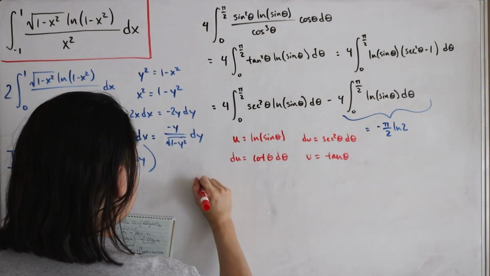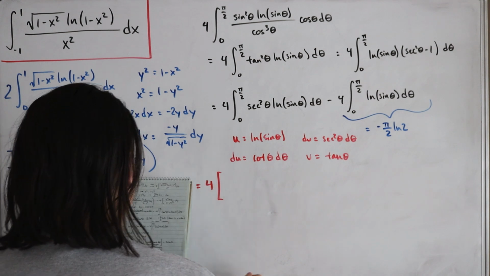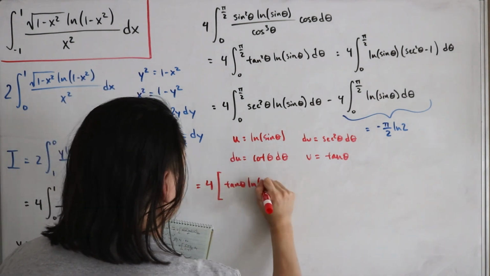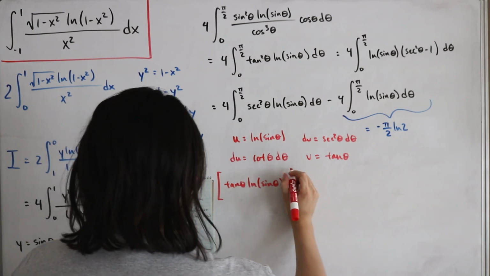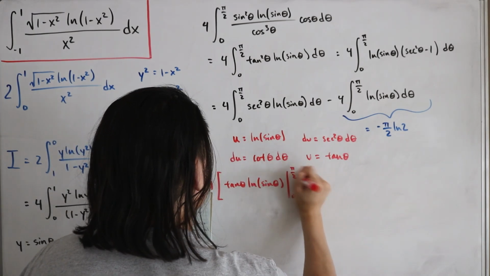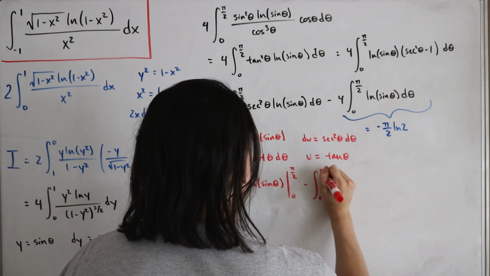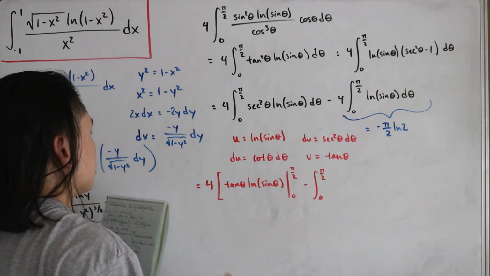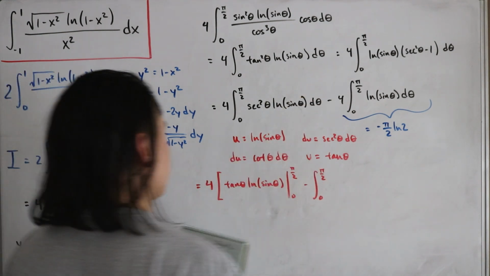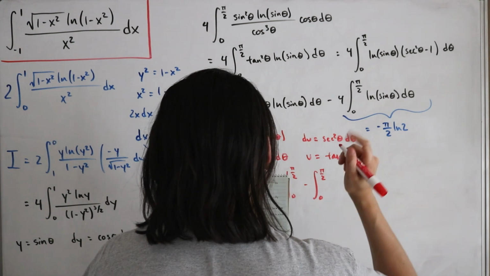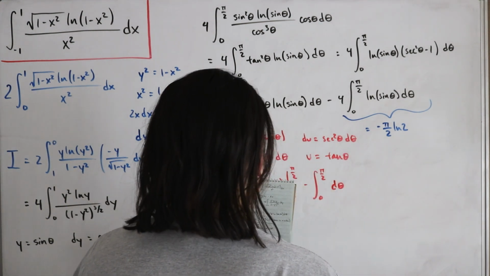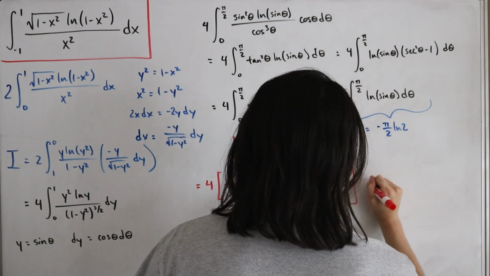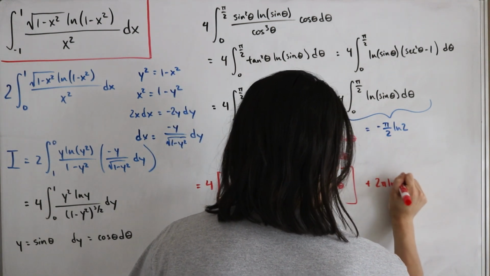Okay, now just plug things back together. So we have 4 times u times v, so tangent theta multiplied by the natural log of sine theta, evaluated from 0 to pi divided by 2. Then subtract the integral from 0 to pi over 2 of v times du. So tangent theta times cotangent theta, again just use the identity with sine over cosine and cosine over sine. You're going to see that they cancel, and it's simply going to be 1. So that's simply d theta. We'll figure that out and leave the last part as 4 times that. Then add this with 2 times pi times the natural log of 2.